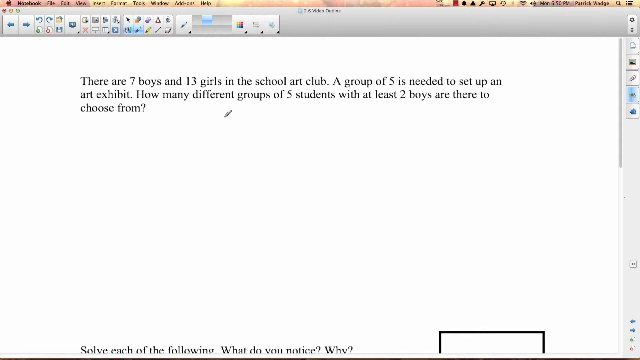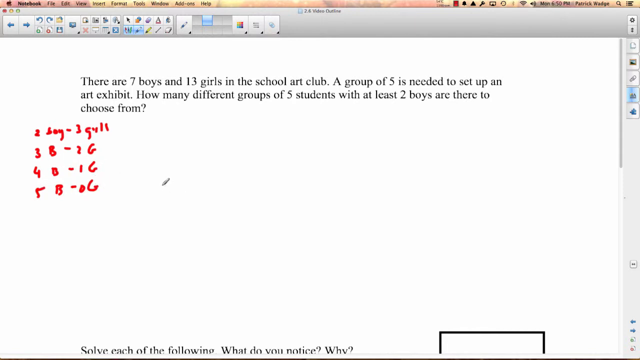So there's 7 boys and 3 girls in the school art club. A group of 5 is needed to set up an art exhibit. How many different groups of 5 with at least 2 boys are there? So you could have 2 boys and 3 girls, or you could have 3 boys and 2 girls, or you could have 4 boys and 1 girl, or you could have 5 boys and 0 girls.